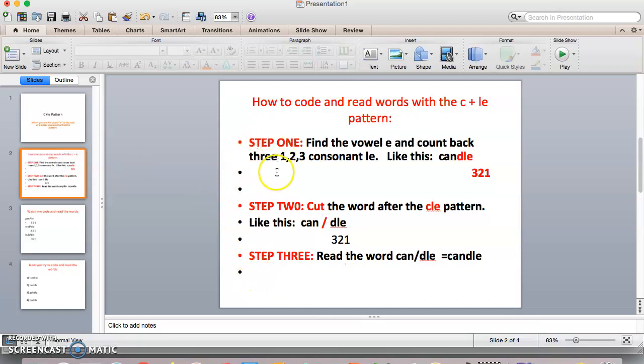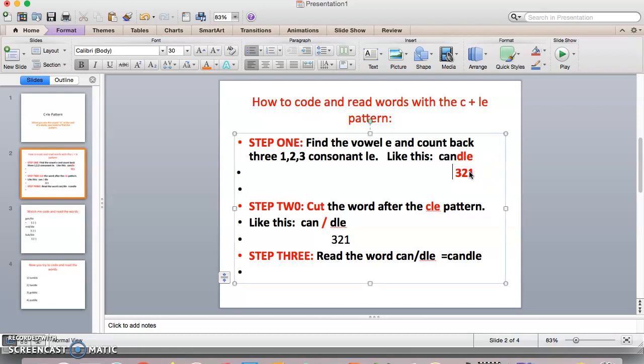Step 1. We find the vowel E and count back 3. And we say 1, 2, 3, consonant LE. Just like here. I found my E at the end of a word. When my E is at the end of a word, I have to find my pattern. And I count back 3. I go 1, 2, 3, consonant LE.